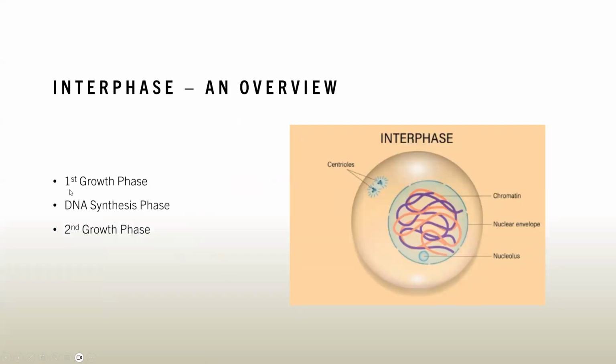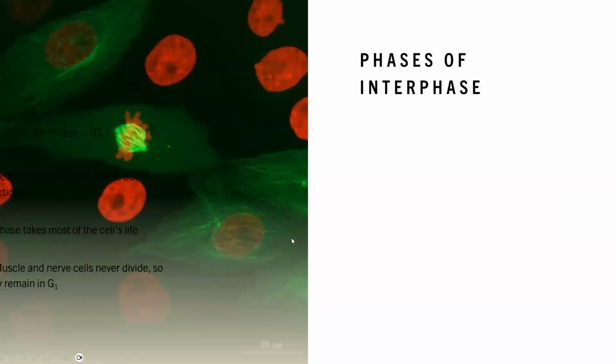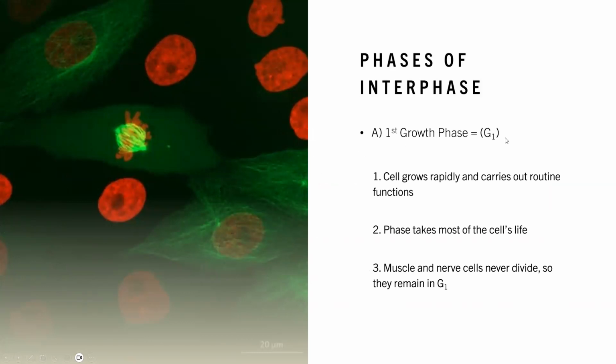Interphase, like we have just seen in the previous slide, has 3 subphases. First, the growth phase, then the DNA synthesis phase, and then the second growth phase, G1, S, G2. First growth phase, G1: the cell grows rapidly and carries out routine functions. This phase takes most of the cell's life. Muscle and nerve cells don't divide that frequently, or some of them don't even divide, so they remain in G1.